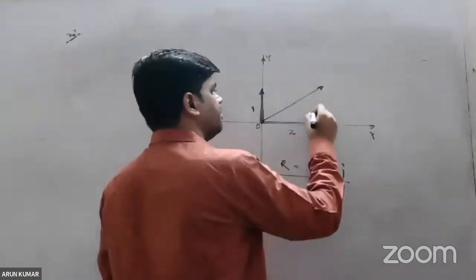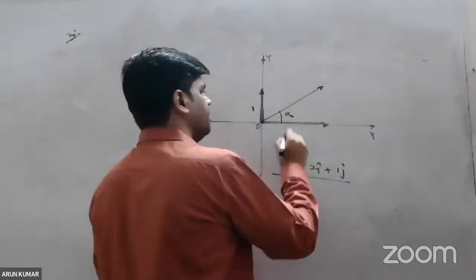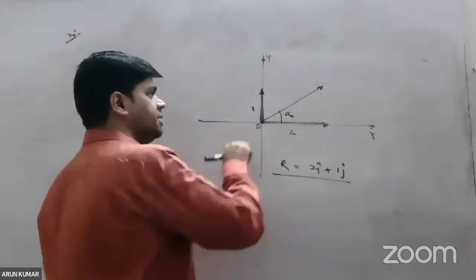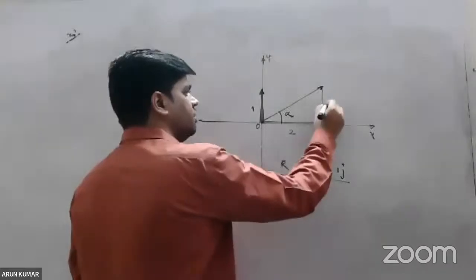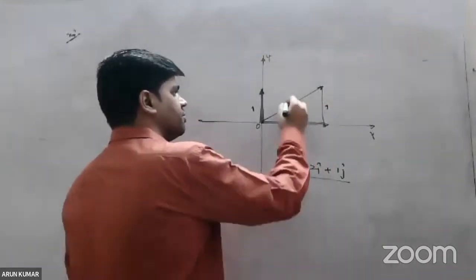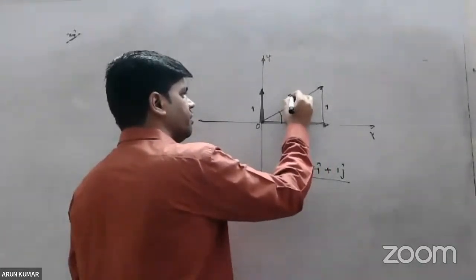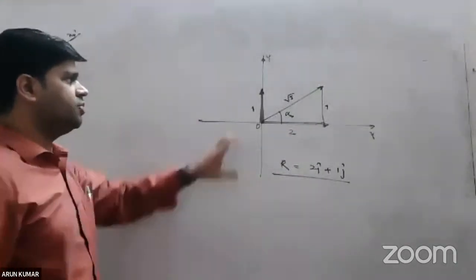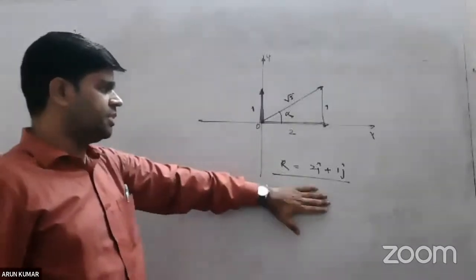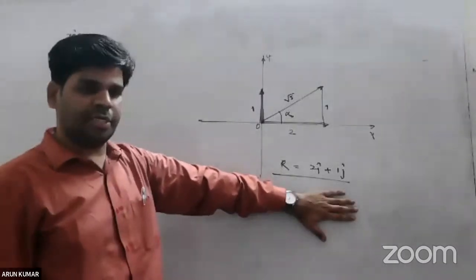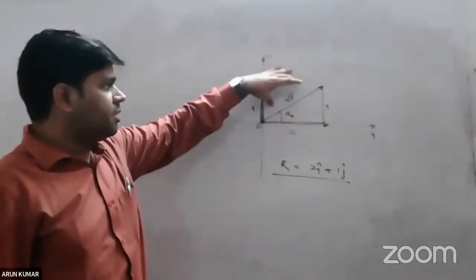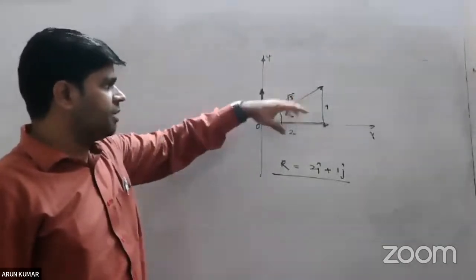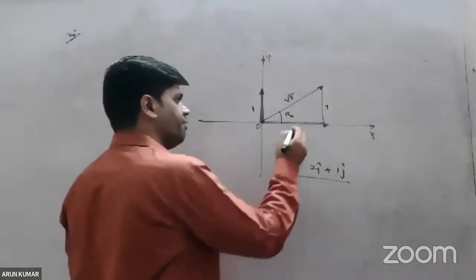This is my resultant, and this angle will give me the direction. How much is the resultant? If this is 1, this is 2, then 1 square plus 2 square under root, so that would be root 5. And the angle would be tan inverse 1 by 2. So either show it geometrically or analytically, we can just mention that the resultant is 2i cap plus 1j cap, or the length of the resultant vector is root 5 at an angle of tan inverse of 1 by 2.